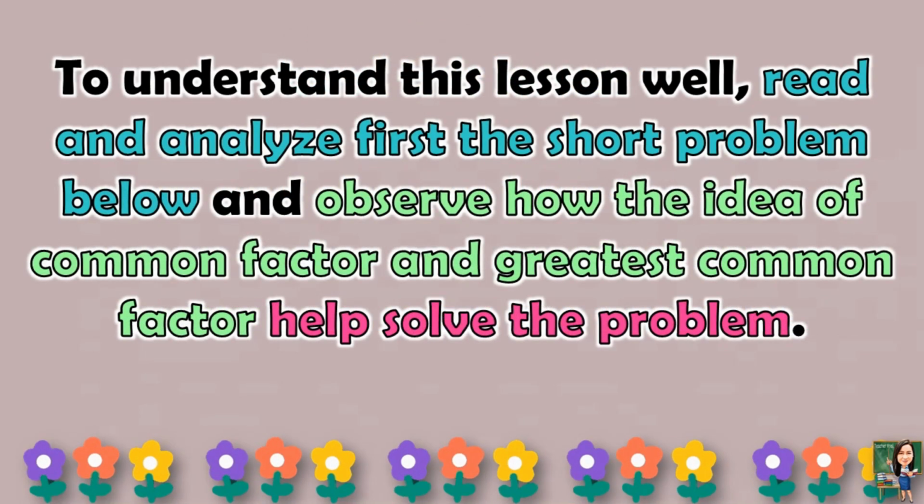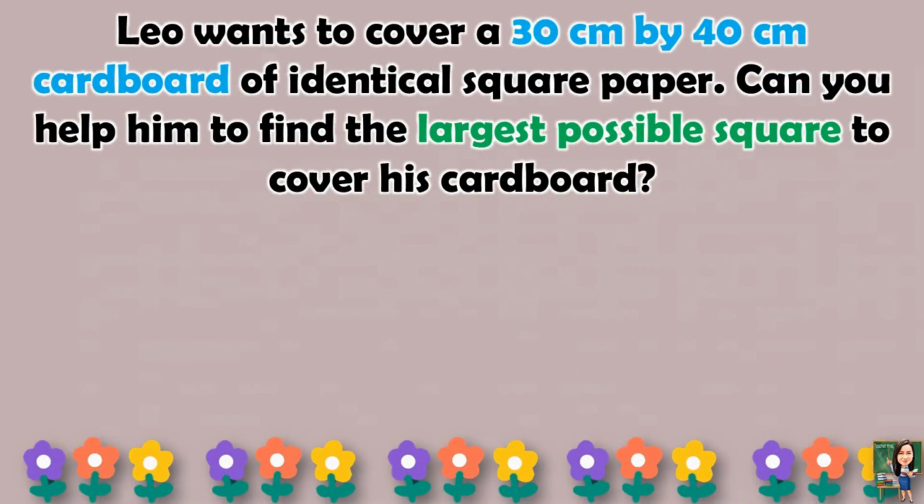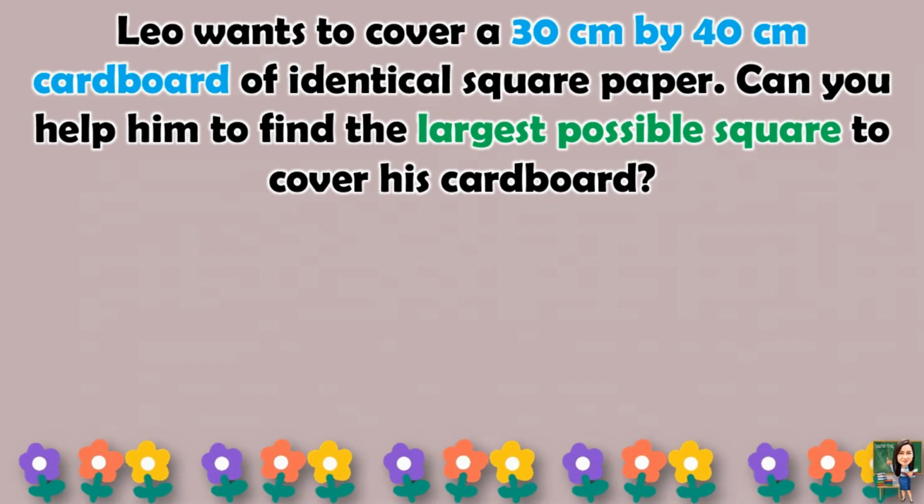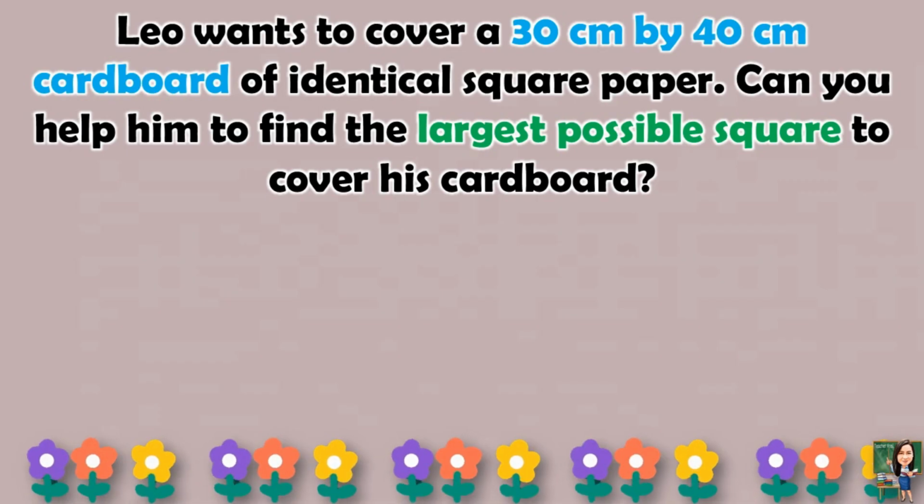To understand this lesson well, read and analyze first the short problem below and observe how the idea of common factor and greatest common factor help solve the problem. Let us read the problem. Leo wants to cover a 30 cm by 40 cm cardboard with identical square paper. Can you help him to find the largest possible square to cover his cardboard?